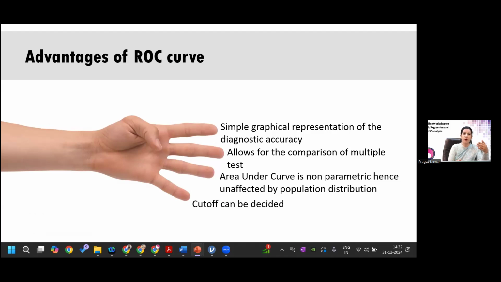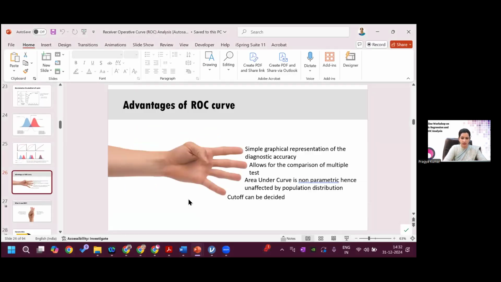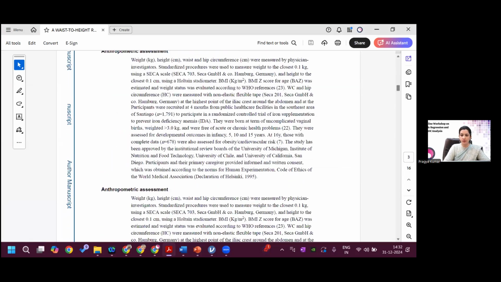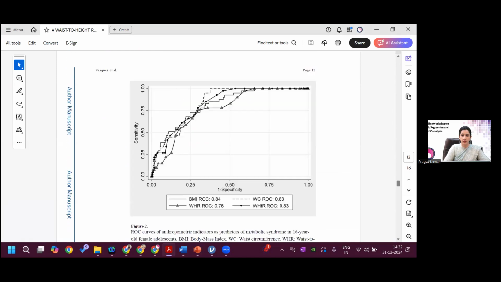And I hope all of you have gone through the article which we have shared regarding waist circumference, waist hip ratio, and waist height ratio for diagnosing metabolic syndrome. There you must have seen that they have compared AUC in that graph also. I will show that article. If I go to that, this was the article which we have shared. A waist to height ratio of 0.54 is a good predictor of metabolic syndrome in 16-year-old male and female adolescents. And if you see, they have drawn the graph. Yes, this you can see. This is the ROC curve graph.